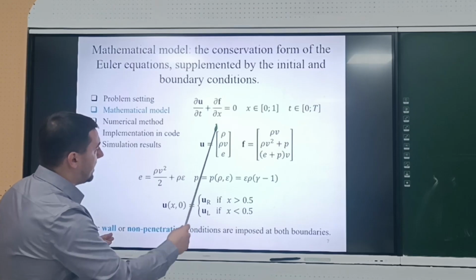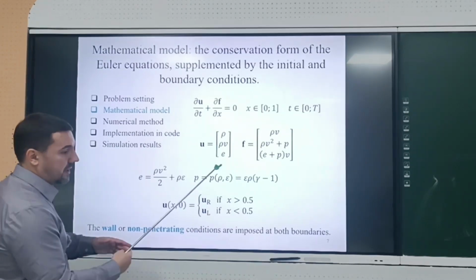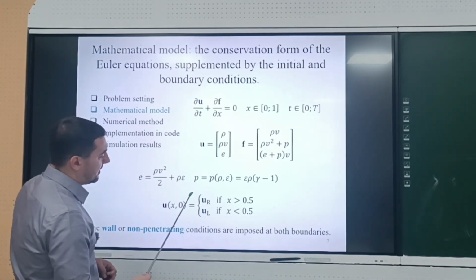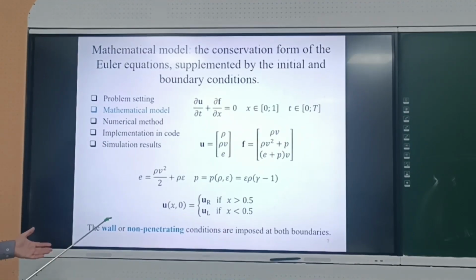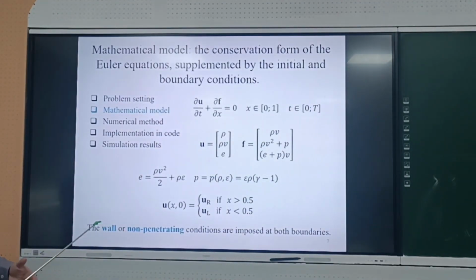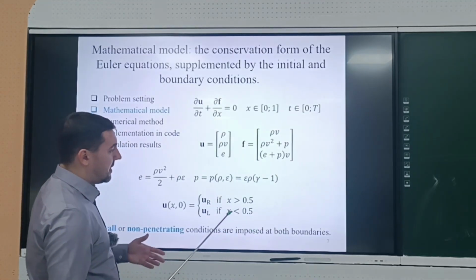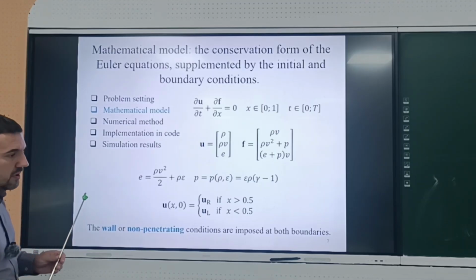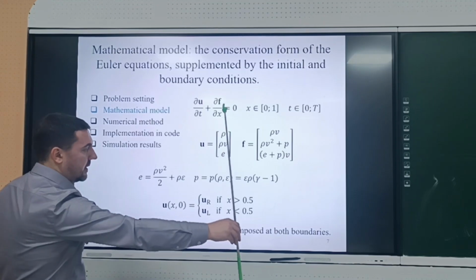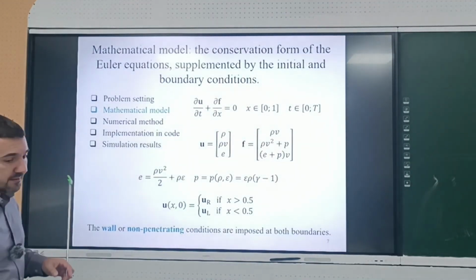And here we have boundaries, and the initial data correspond to some Riemann problem. So at x equals 0.5, we have a discontinuity, and the parameters to the right are UR, to the left are UL. And from a physical point of view, we want to impose boundary conditions corresponding to a solid wall. They are also called non-penetrating or impermeable boundary conditions. So we are going to discuss what that means. From a physical point of view, we want to have two walls, a left wall and a right wall, and we want to solve our Euler equations in this area.